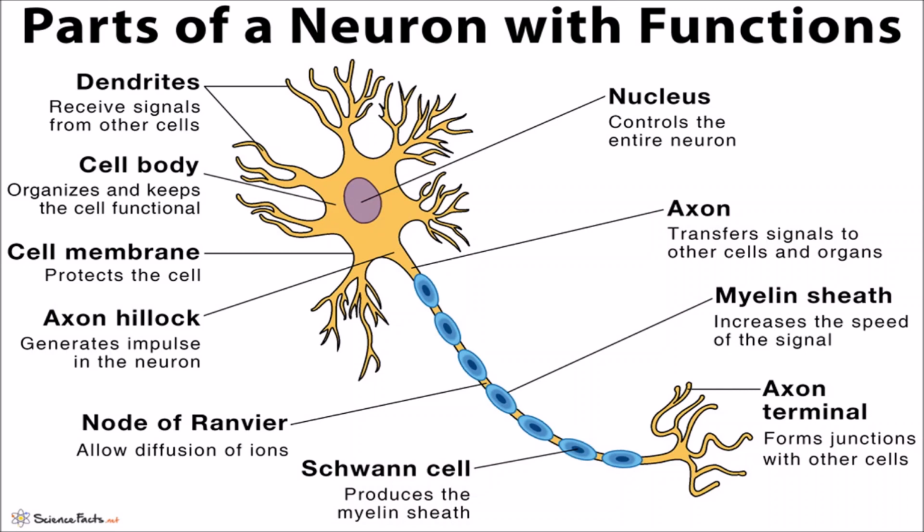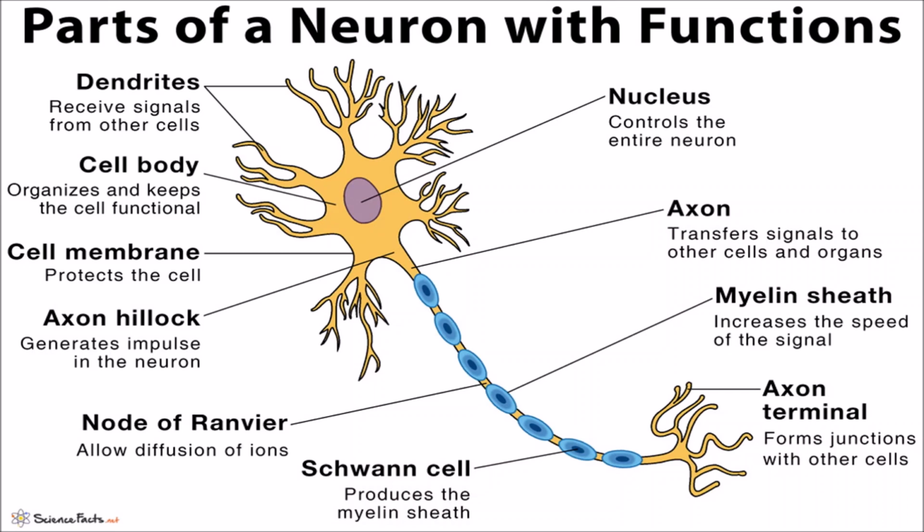The dendrites, dendrite means tree-like, are the extensions from the cell body which look like branches of a tree. The dendrite tips have sensory receptors that receive the stimuli from other neurons and begin the process of nerve impulse by sending these impulses to the cell body.